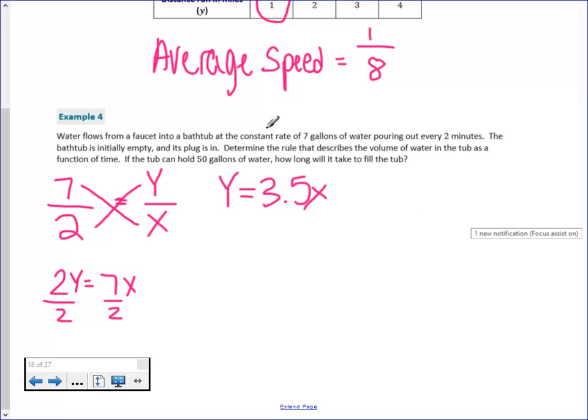So it asks us to determine the rule. This is the rule. So this was the first question it asked us to do. But then it asks us to figure out if the tub can hold 50 gallons of water, how long will it take? Okay, well, let's think about our letters really quick. What did the 7 represent?